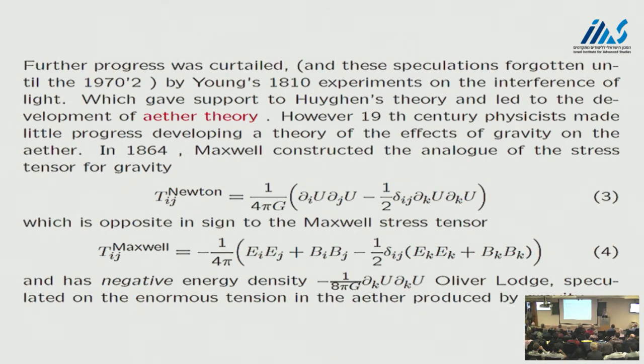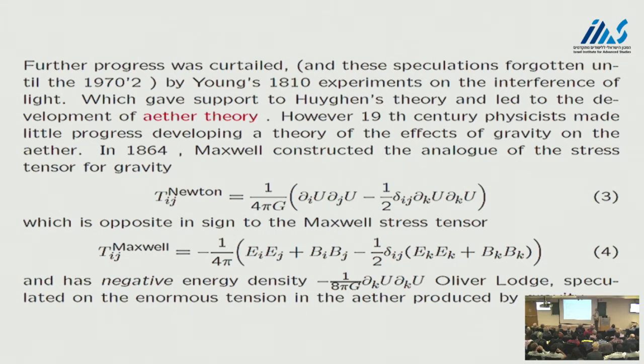But of course, further progress was somewhat curtailed by the experiments of Thomas Young in 1810, I think that's right, on the interference of light, which then gave support to Huygens' theory, and of course led, as we all know, to the development of ether theory and attempts to understand how light propagated in the vacuum.